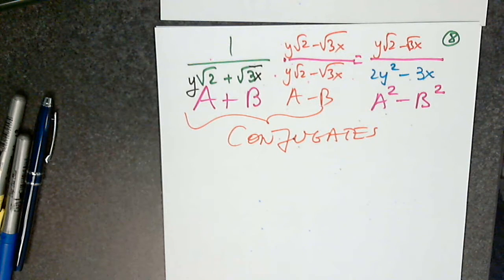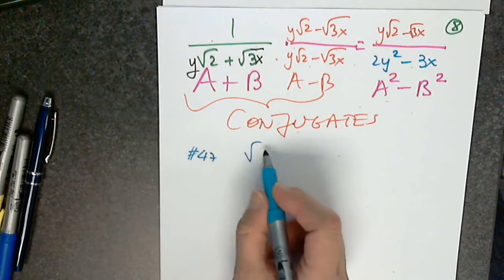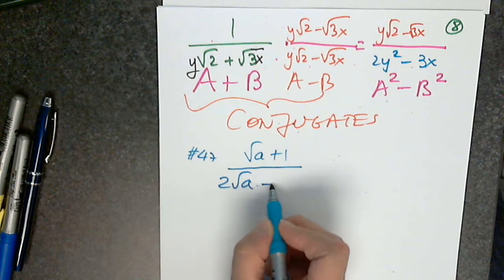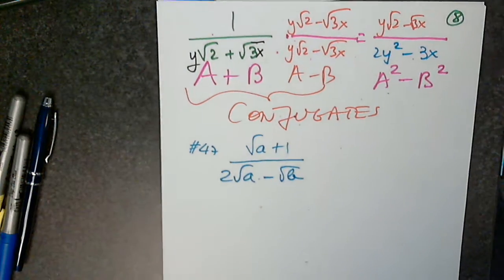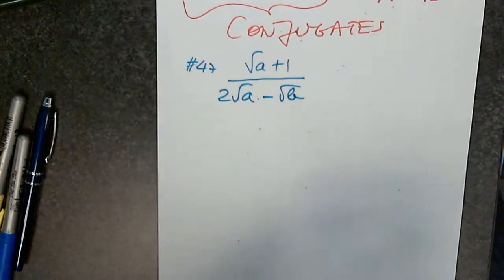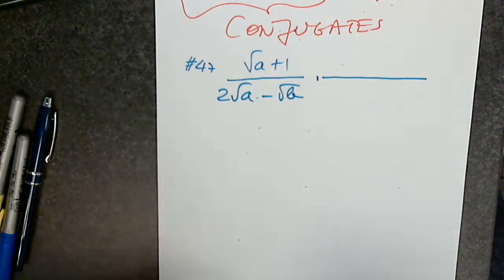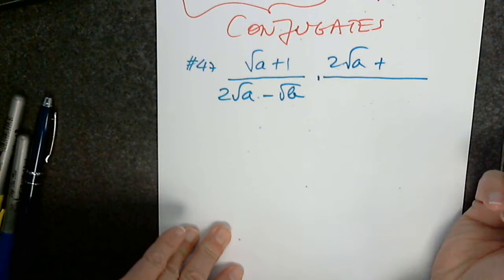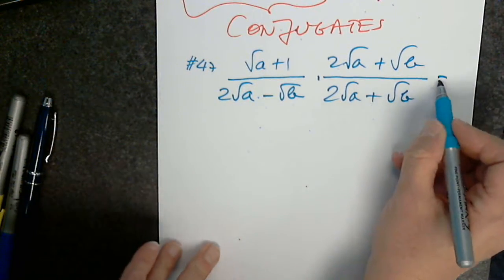And now let's choose 47. That's the square root of a plus 1, everything divided by 2 the square root of a minus the square root of b. Please tell us what we need to multiply and divide by. Very good. Plus? Yes, square root of b. So 2 the square root of a plus the square root of b.